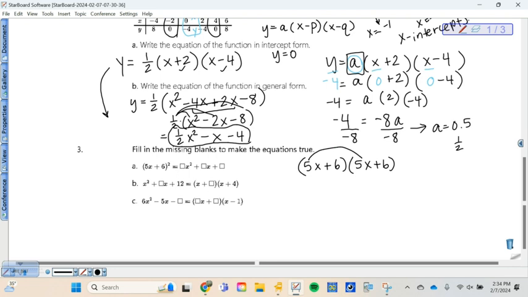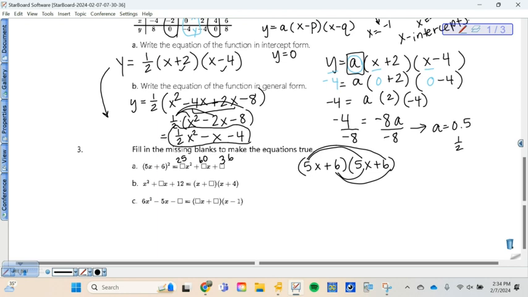Yeah, 25x squared. And what's my outers going to be? 30x, and then my inners. So what's 30x and 30x? 60x. So that's my middle term. And then my last times last is 36.